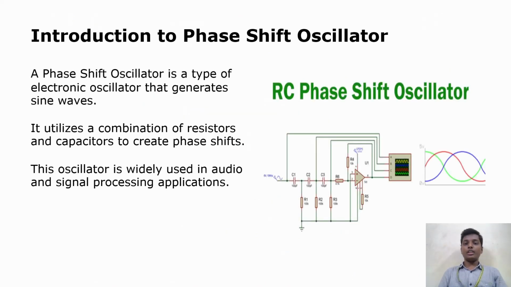Introduction to phase shift oscillator. A phase shift oscillator is a type of electronic oscillator that generates a sine wave. It utilizes a combination of resistors and capacitors to create phase shifts. This oscillator is widely used in audio and signal processing applications.